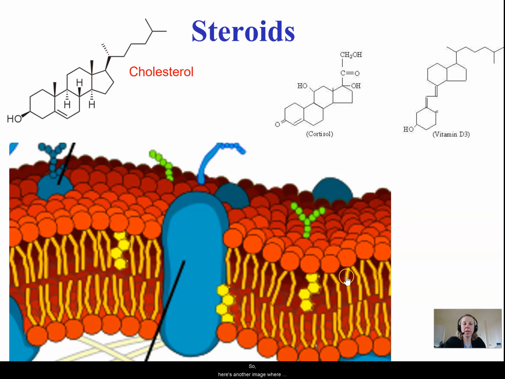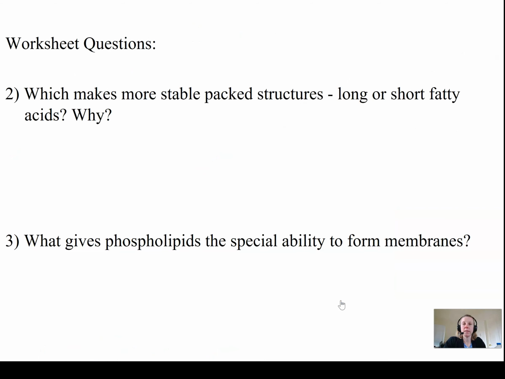Here's another image where you can see the cholesterol packing inside of the membrane and helping to regulate that fluidity. The next two questions for you are, which makes more stable packed structures, long or short fatty acids, and why? And what gives phospholipids the special ability to form membranes? I'll give you just a second or two to answer those in your video, and then we'll come back and talk about them.